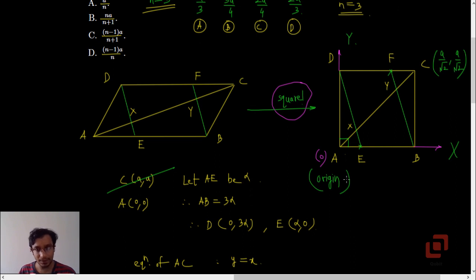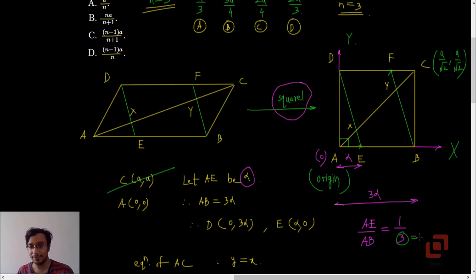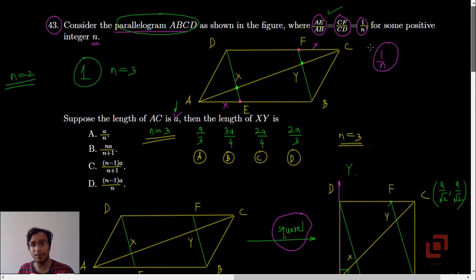This particular length AE is the length which I am calling alpha. Of course you can relate alpha and a later on, but as of now let's proceed with alpha. Now if AE is alpha, what is AB going to be? AB is going to be 3 alpha, because of the condition given in the problem that AE upon AB is 1 upon n, and we have chosen the value of n as 3. It's here in the problem: AE is to AB is 1 upon n.